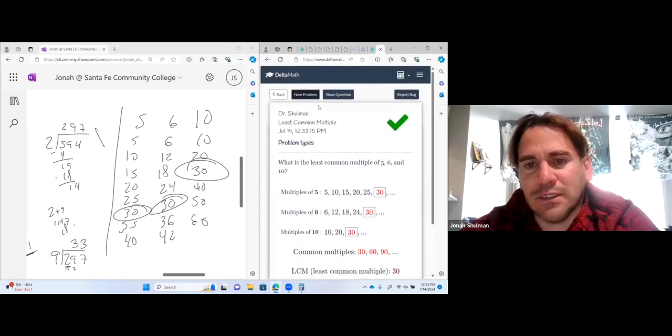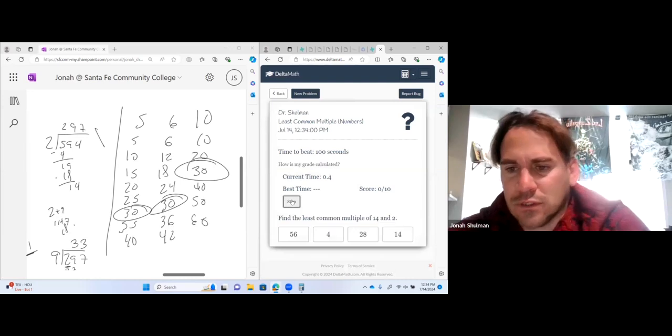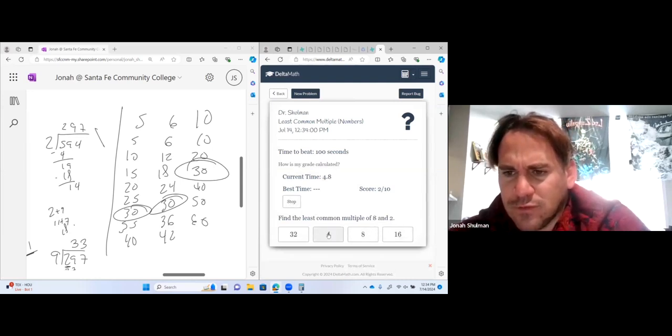So try as many of these as you want until you feel confident, and then you can test yourself with this guy. Let's start the clock. 14 and 2 is 14. 15 and 5 is 15. 8 and 2 is 8. 12 and 8 is 24.